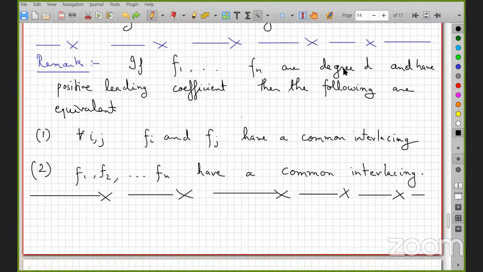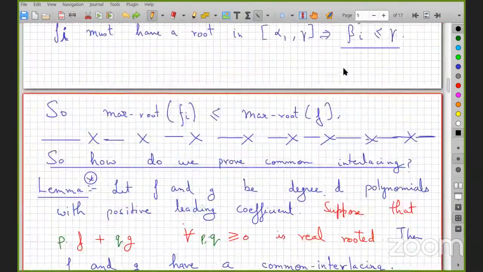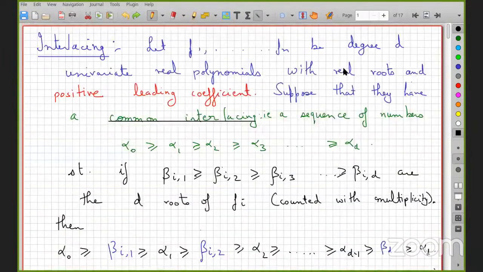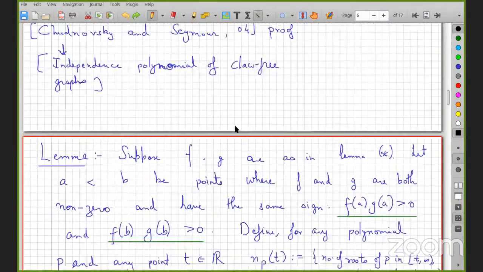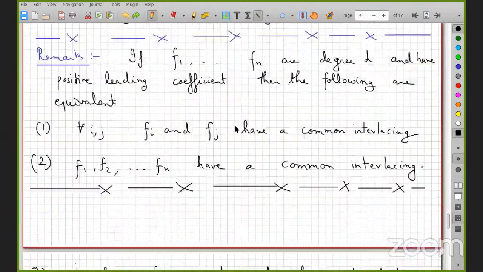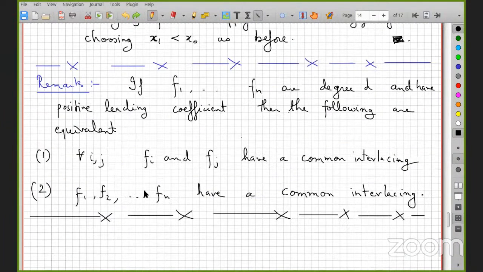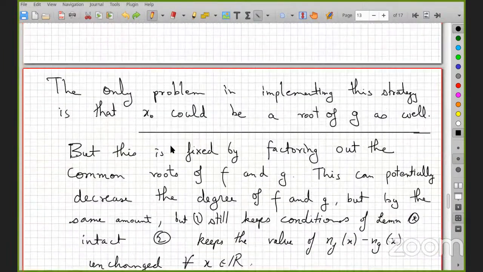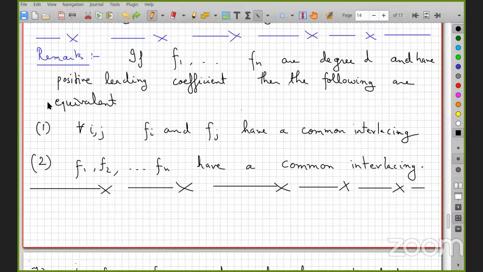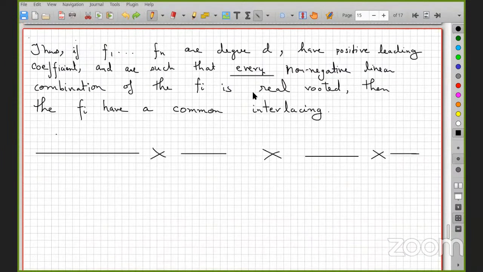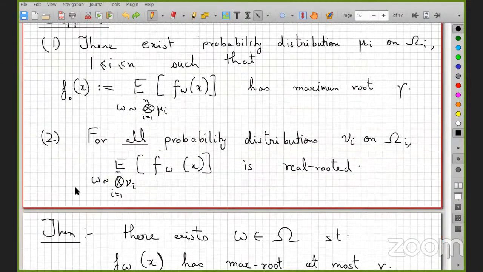So let's say we want to apply the original one, or the remark that I mentioned. Then what would we need? We want a common interlacing. How would we get a common interlacing? If you look at the remark that we had, I don't know if I mentioned it explicitly, but you would have to show that every non-negative linear combination of the Fi is real rooted. So this might be too much to ask. Instead, what we are asking now is only that the averages, not all combinations, but only those that come from product distributions, be real rooted. And that will still be sufficient.